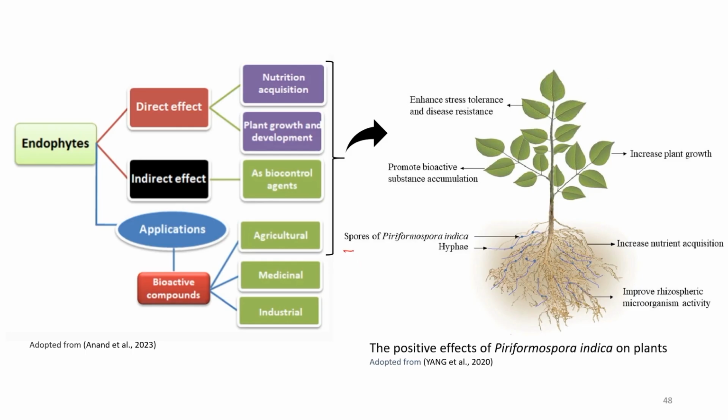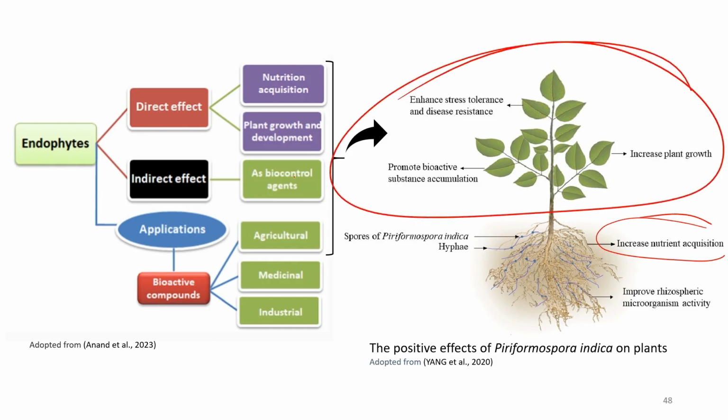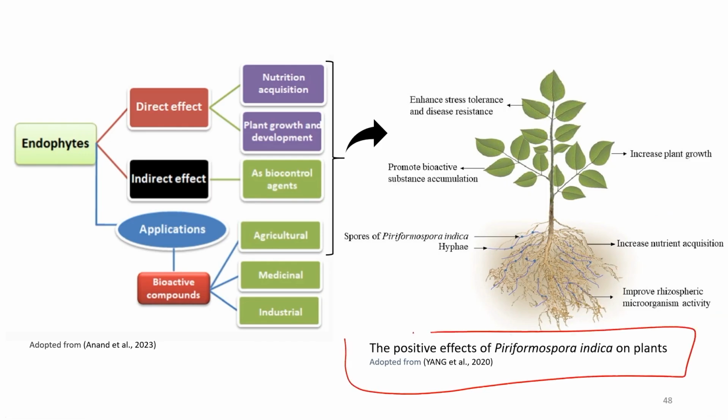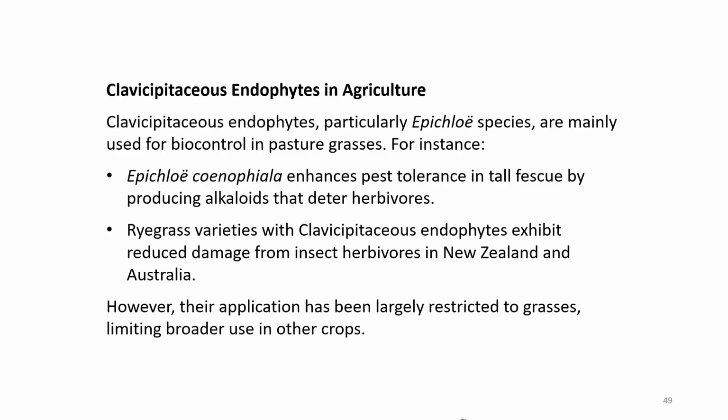So, here we can see the spores of Piriformospora indica colonizing the roots, and overall they increase nutrient acquisition, which helps in many of these outcomes, and they improve rhizospheric microorganism activity. So, these are the positive effects of Piriformospora indica on overall plant growth as an endophyte.